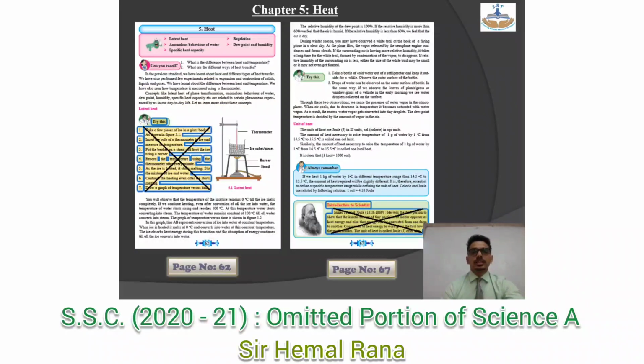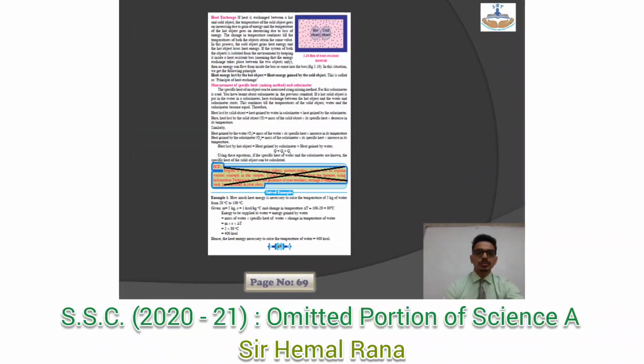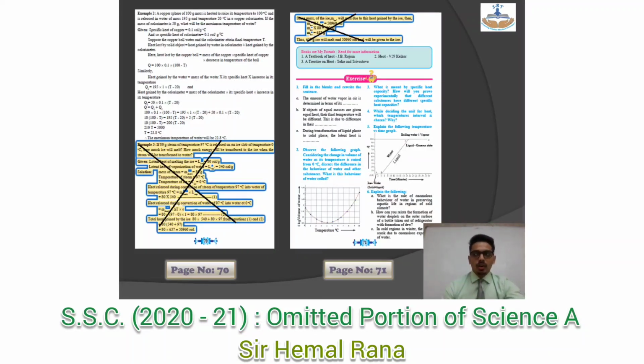Coming to the next chapter, chapter 5, heat. In this, on page 62, we do not have try this, that entire part has been omitted. On page 67, we do not have introduction to scientists, this part has been removed. Then on page 69, we do not have ICT, that part has been removed completely. Then on page number 70, students, example number 3 has been omitted from your portion. That continues till page number 71. So your example 3 has been omitted.